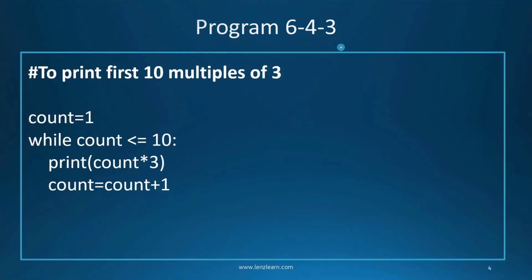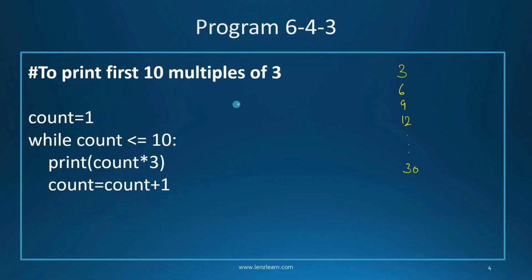Now this is the third program that we are going to study. The aim of this program is to print the first 10 multiples of 3. So it has to print 3, 6, 9, 12, all the way up till 30. Okay, so let's see how it does that.